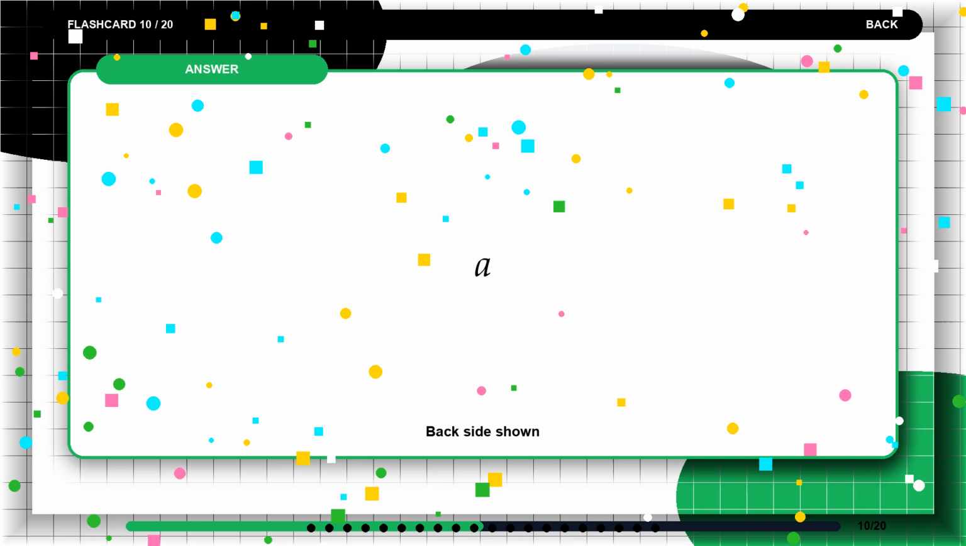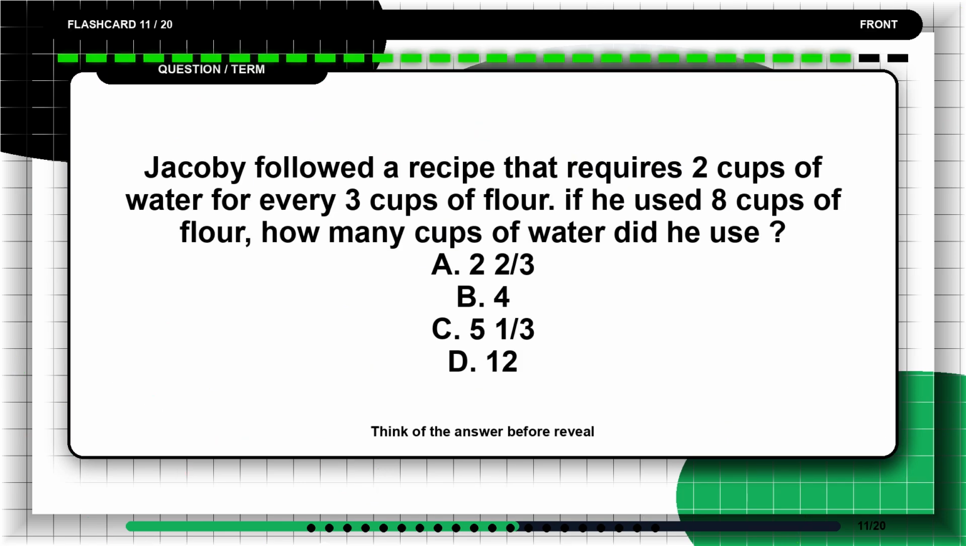The answer is A. Flashcard 11. Jacoby followed a recipe that requires 2 cups of water for every 3 cups of flour. If he used 8 cups of flour, how many cups of water did he use? A) 2 2/3, B) 4, C) 5 1/3, D) 12. Pause and think of the answer before the reveal.